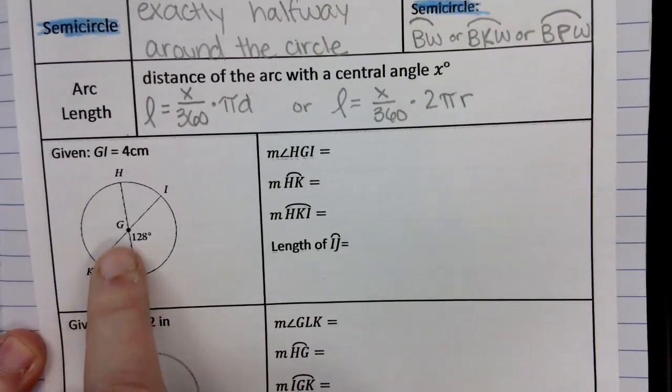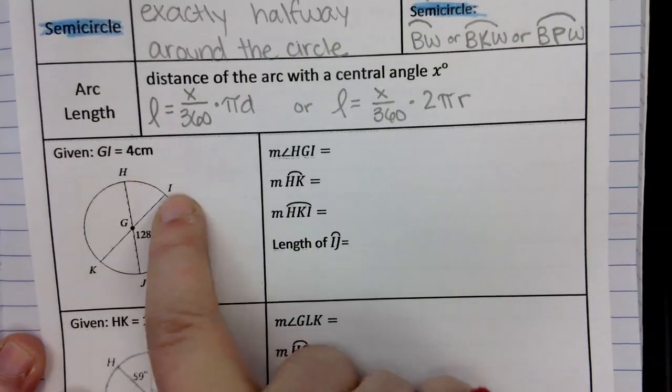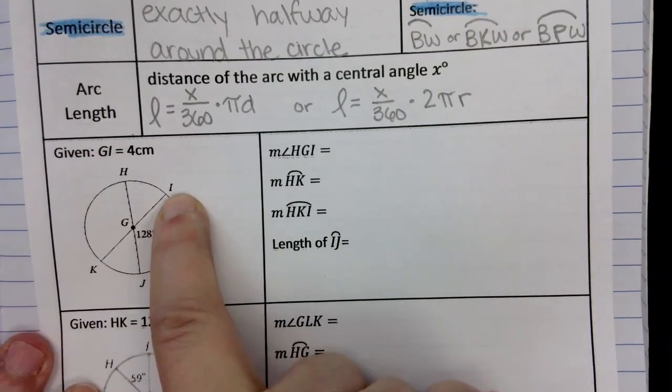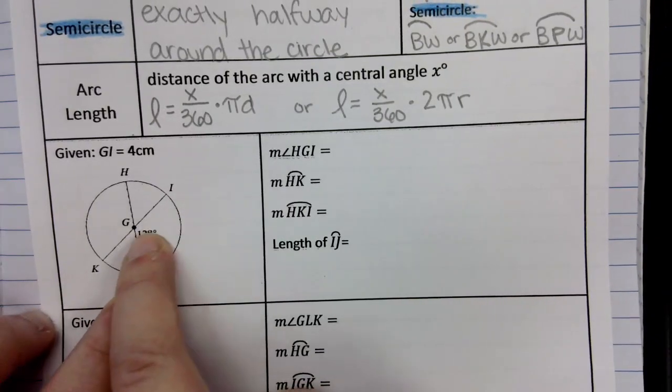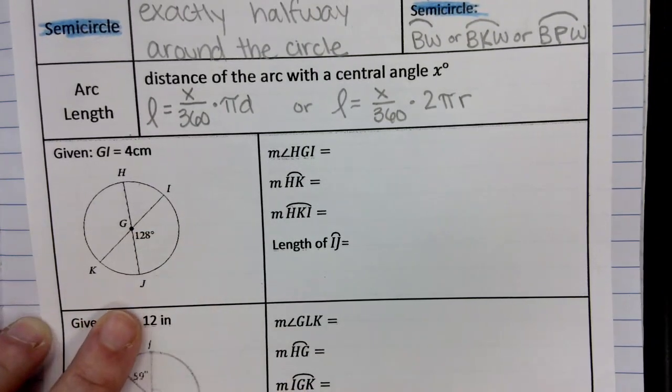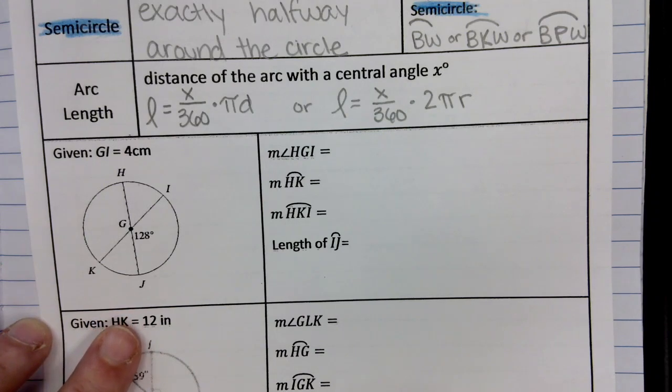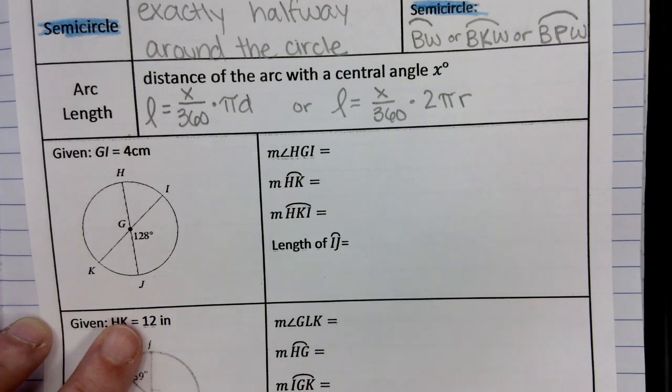You're right to use how many letters? 3 letters. And what letter needs to be at the middle? G. So for this 128 degrees, what other 2 letters would we use? Where would we start? I. Okay, start at I, go to G, and then end at J. So I, G, J, that angle is 128.